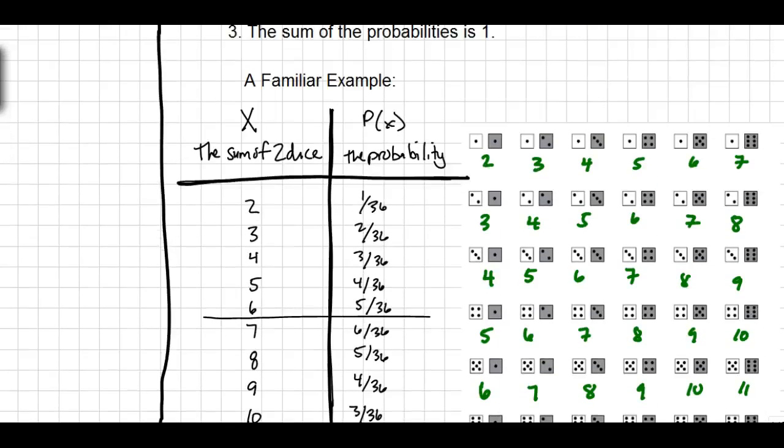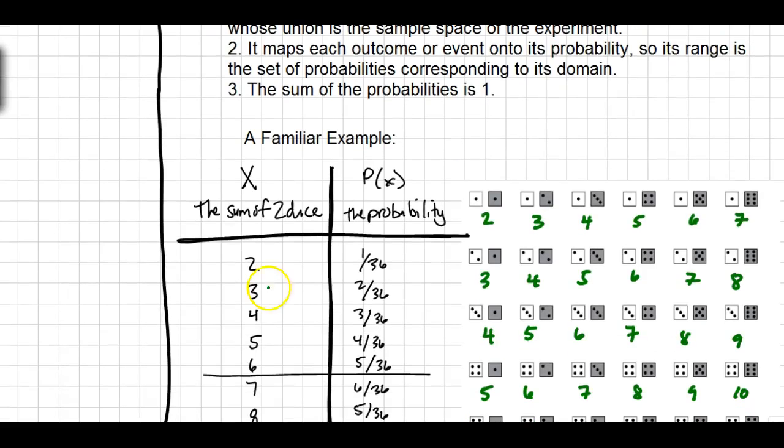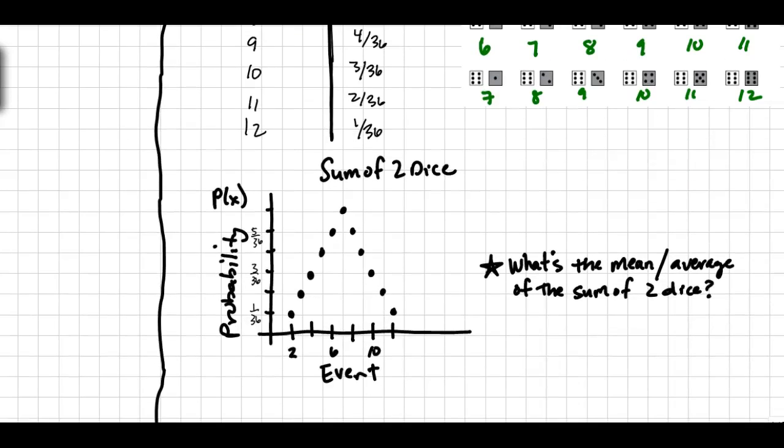So that's a typical probability distribution situation that students will have to encounter. They'll be given a situation, they'll set up a table, they'll determine the probabilities, and then potentially maybe graph them.